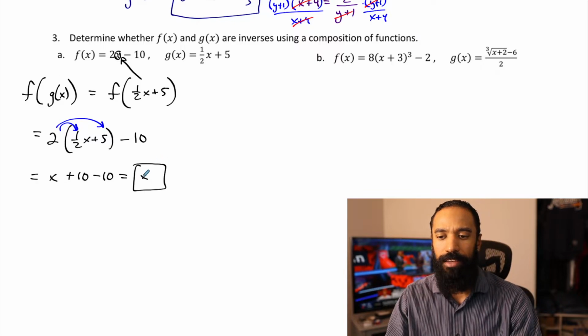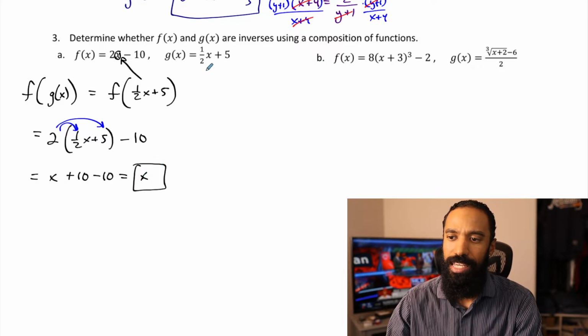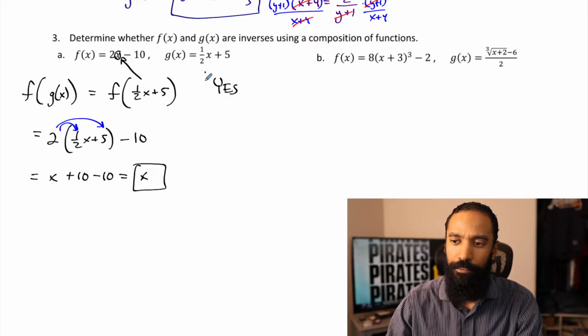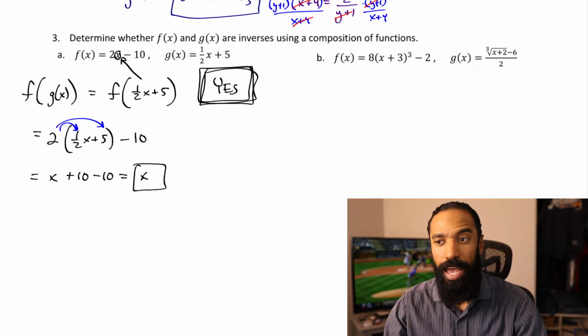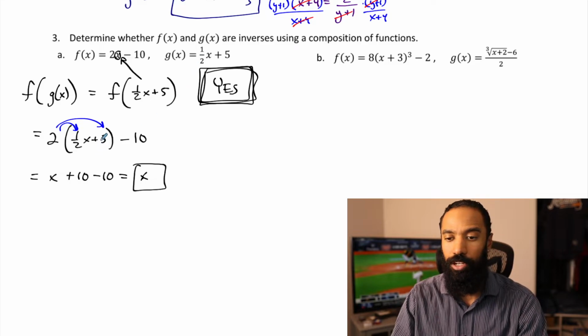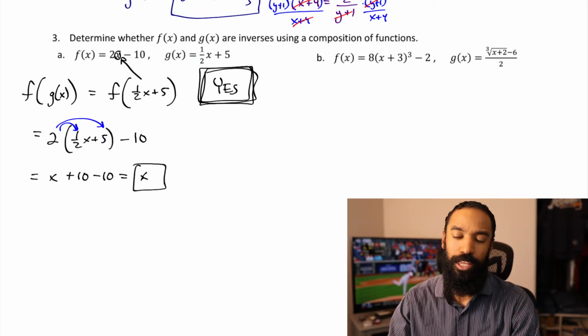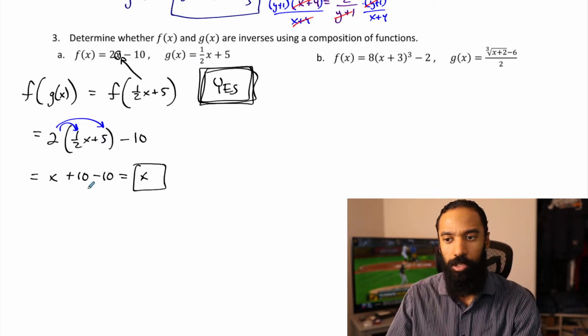So that ends up panning out to be x right there, which means that, yes, these are inverses of each other. If the composition of functions, f of g of x or g of f of x, gets you x out, exactly 1x, then you're good. If it gives you anything else at all, they're not inverses, assuming you do the math right.